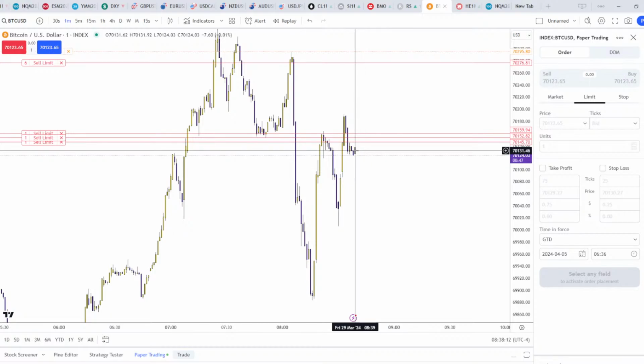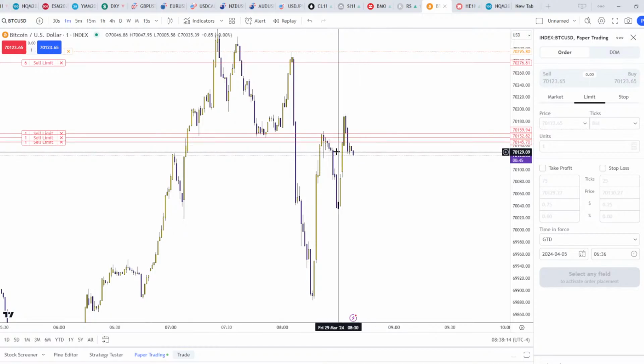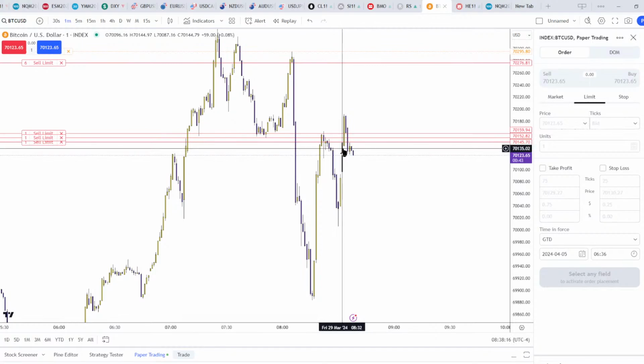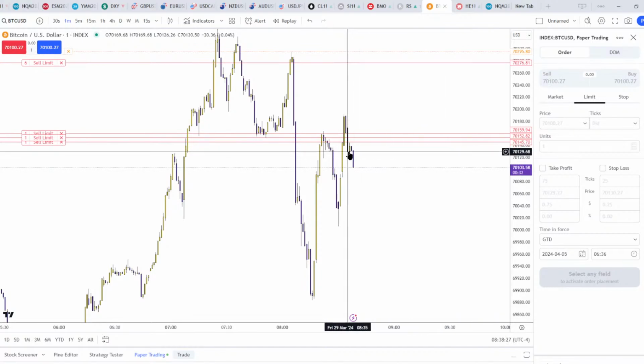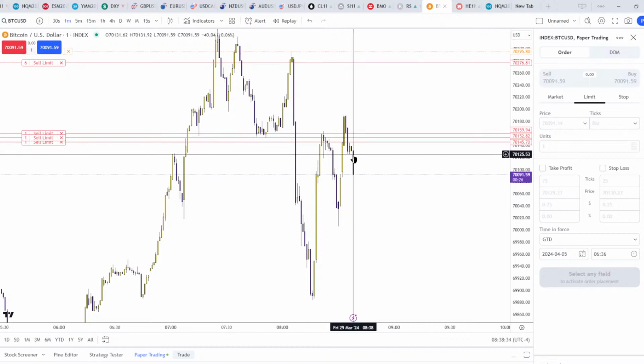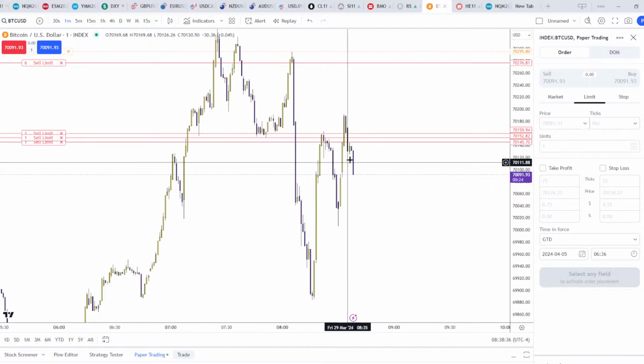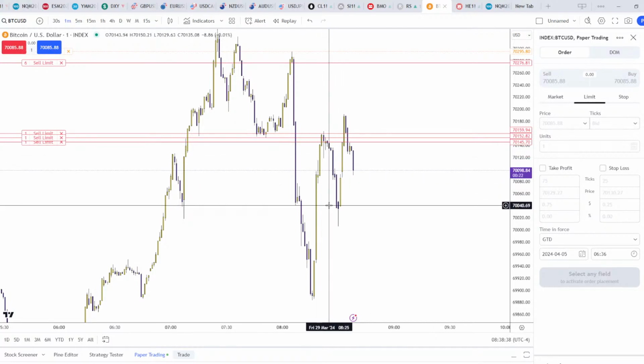Did not even give me a chance to get in on that one. Where's the stop? The high on that one is 14479, 14470. And what was this? A high 14440. So yeah, I wouldn't have got it anyway.